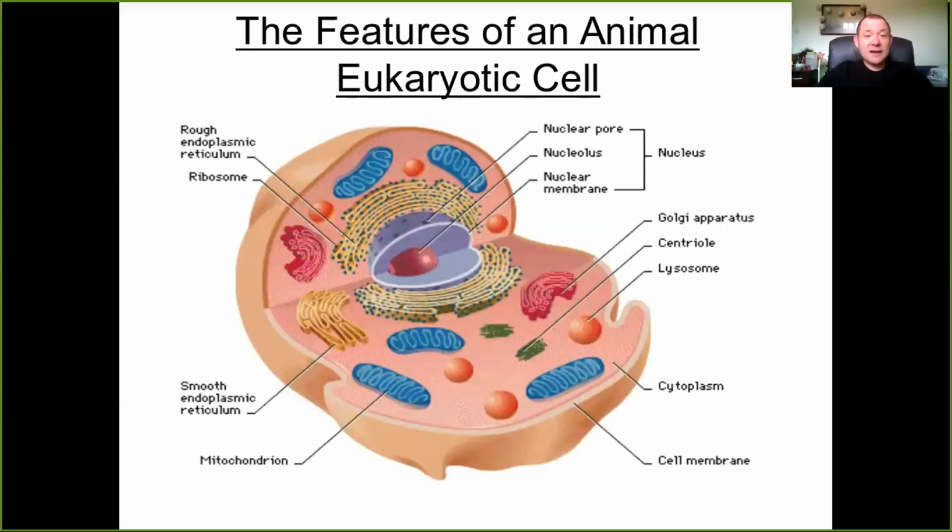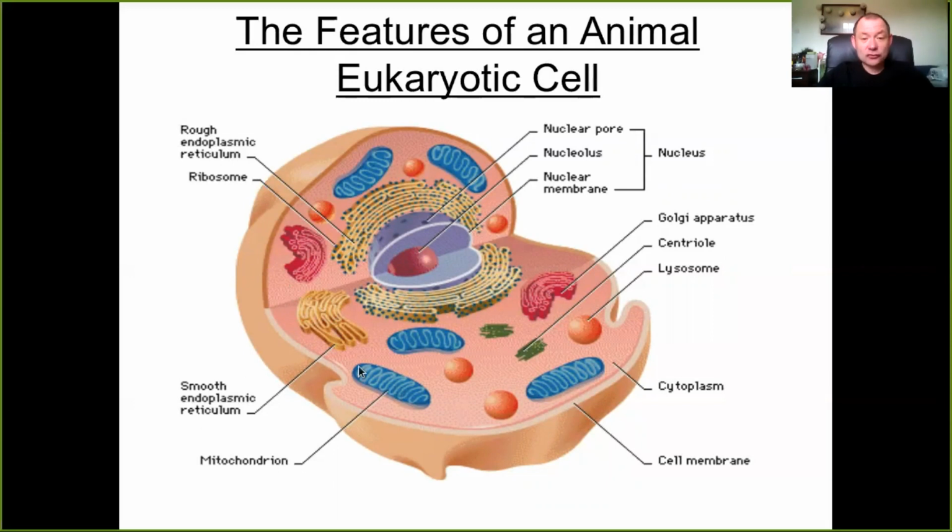Here is an animal eukaryotic cell. Nothing here is to scale. These structures that you're seeing inside, there are many, many thousands of them, all different sizes. This is just a schematic overview of an animal cell. We can see we have this rough endoplasmic reticulum. We have a smooth endoplasmic reticulum, no dots on it. The dots, by the way, are ribosomes.